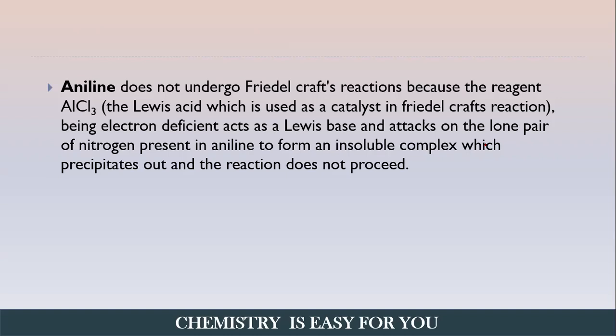So why does this happen? Because AlCl3, since it is electron deficient, instead of acting as a Lewis base it acts as a Lewis acid and attacks the lone pair of nitrogen. So you know the structure of aniline. What is the structure of aniline? In aniline, we have the benzene ring and we have the NH2 group. This nitrogen has a lone pair on it, and this lone pair will be attacked by the AlCl3, thereby forming an insoluble complex which will get precipitated out, and therefore the Friedel-Crafts reaction cannot proceed.